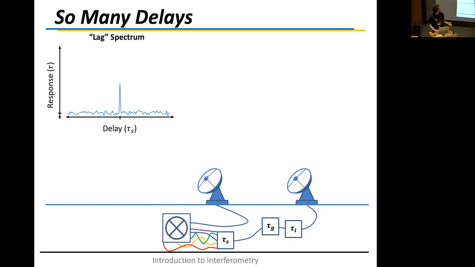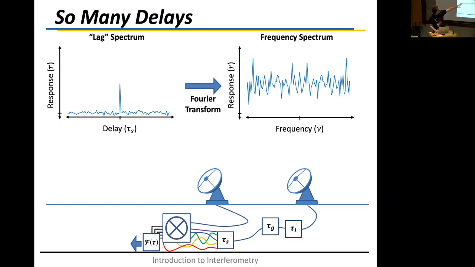So the thing that you get out is what we sometimes call the lag spectrum. You measure different voltages coming out of this lag spectrum, and you can see that for this particular source, most of the response is around zero added delay, where we see this big spike. Hopefully you remember back to your Fourier transforms. If you take the Fourier transform of this, you go from a lag spectrum to an actual frequency spectrum, and you get out a spectrum for what that baseline is seeing.